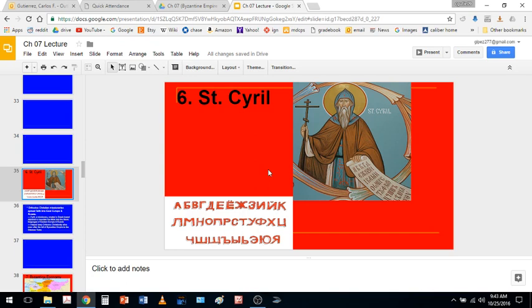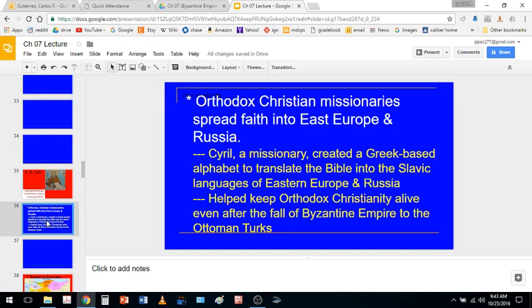So there's this guy called Saint Cyril, and he and his brother were Byzantine priests and missionaries. They traveled to Eastern Europe and into Russia, and they are responsible for converting the people that lived there. They're called the Slavs, or the Slavic people, and as part of being Christians, they believed that it was their mission to spread the faith and spread the gospel.